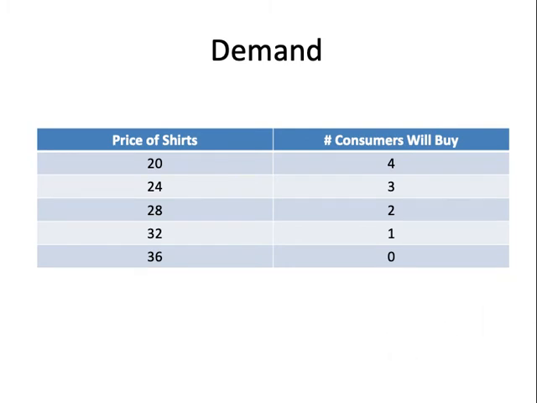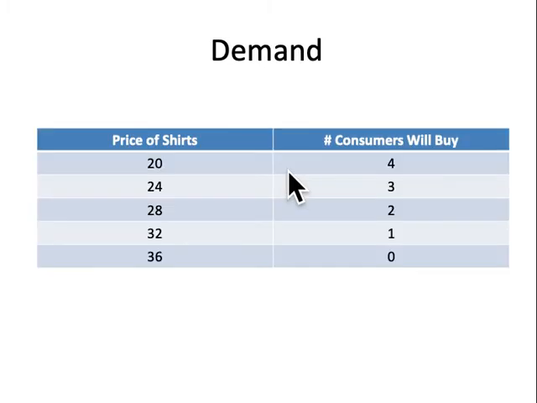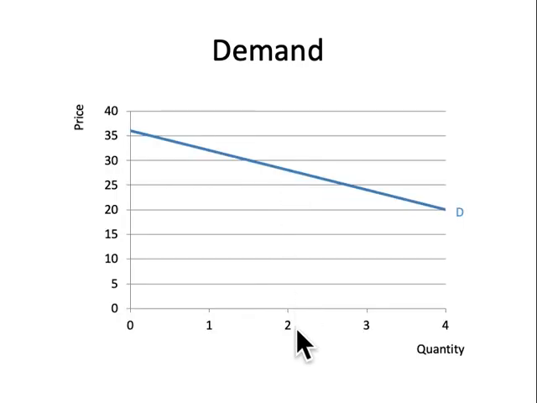So now you should be done drawing and graphing. Let's take a look at what it should look like. At $36, people will buy 0 shirts. At $32, they'll buy 1. At $28, they'll buy 2. At $24, they'll buy 3. And at $20, they'll buy 4.